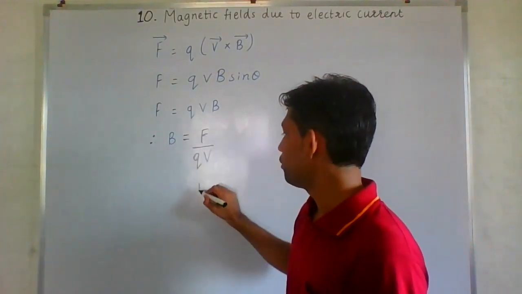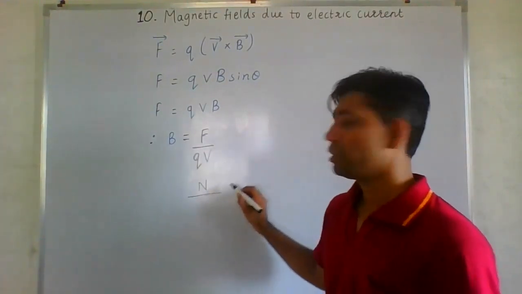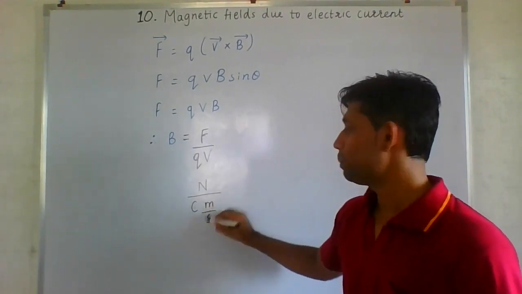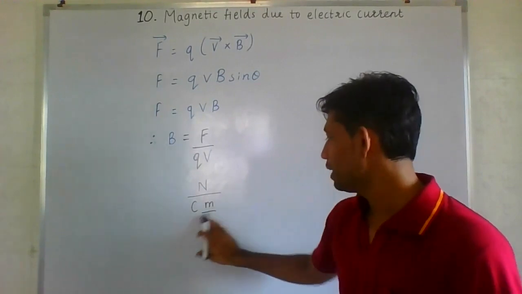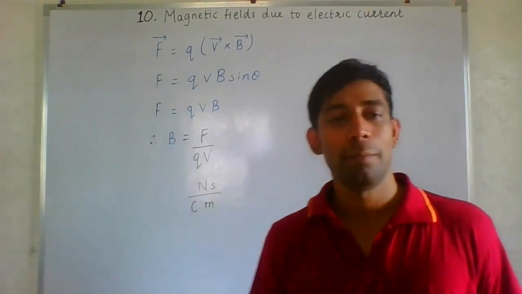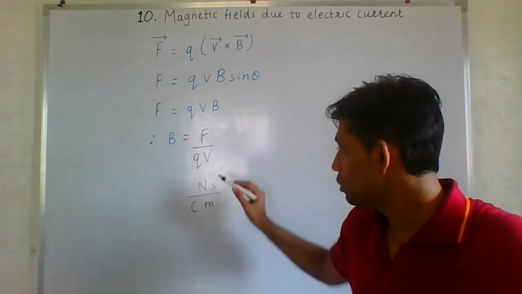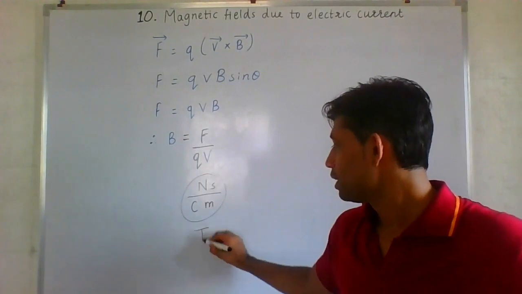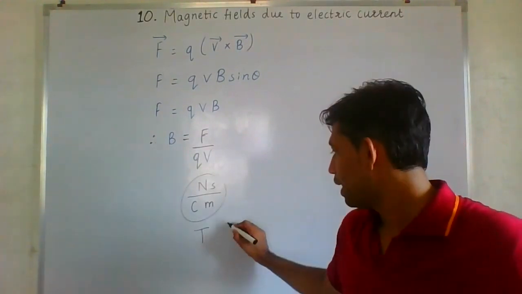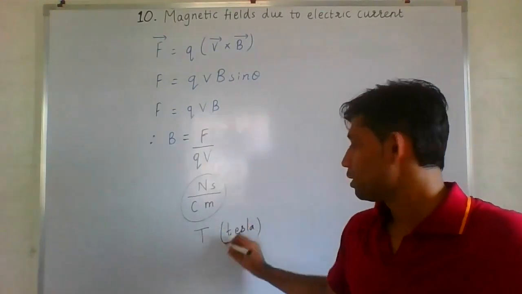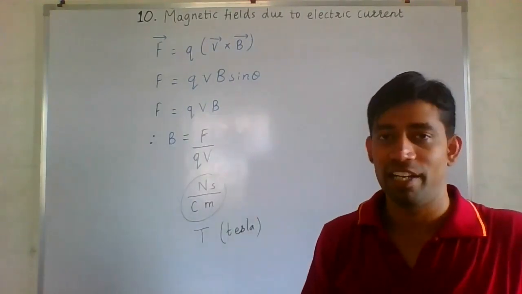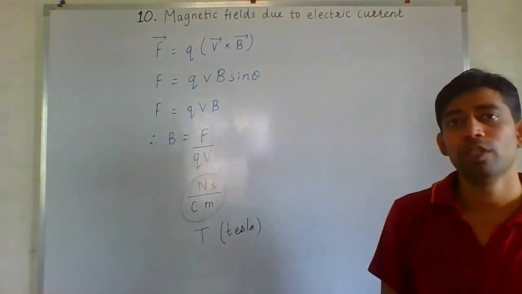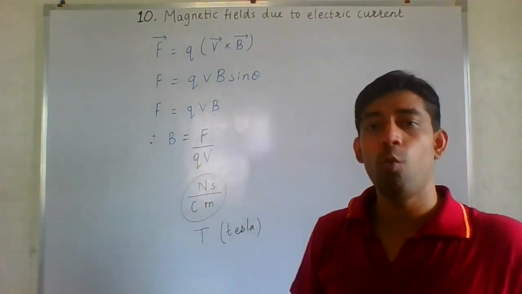Now we will try to find out the units. See, force unit will be Newton, charge unit will be Coulomb, velocity unit will be meter per second. So that is how we finally get Newton second per Coulomb meter. This whole term is given a simplified name which is Tesla. Okay, I'll write this, Tesla. This is the unit of magnetic induction. I think you must have seen this already in your 11th standard. It's not a new term for you, not a new unit for you.